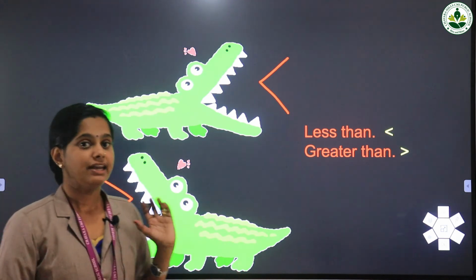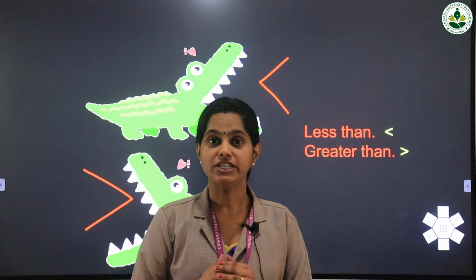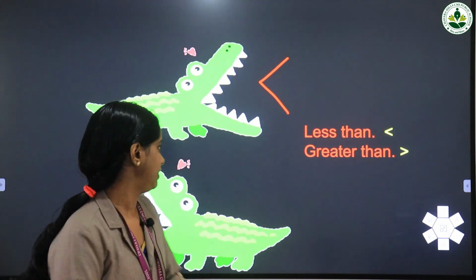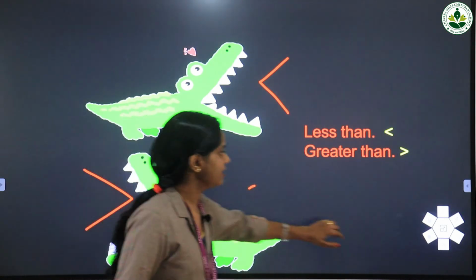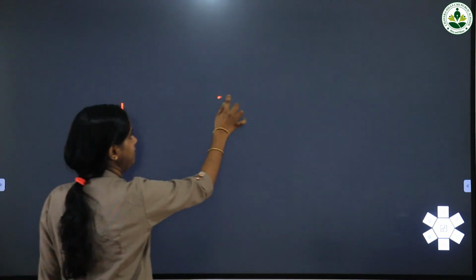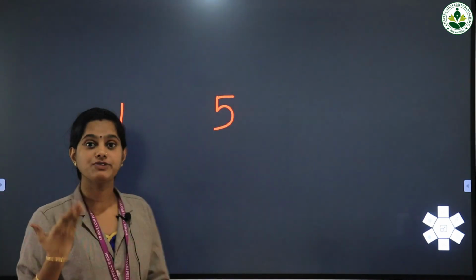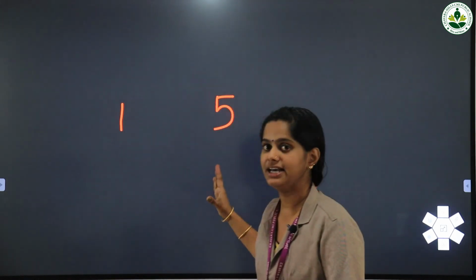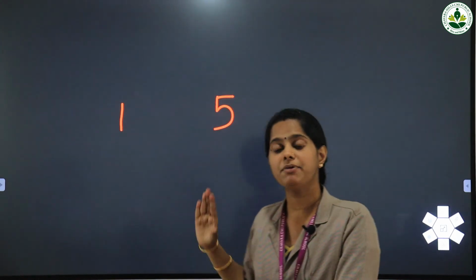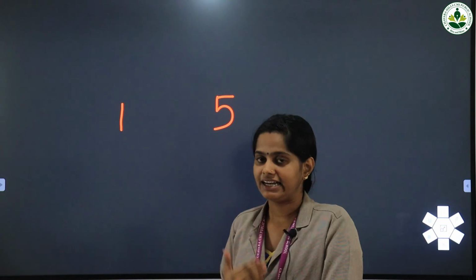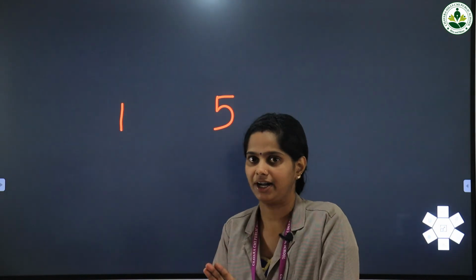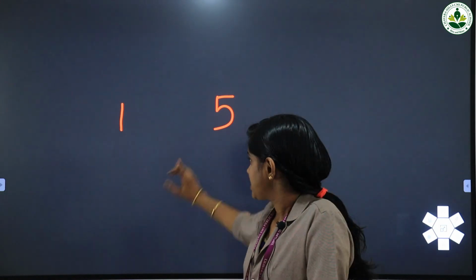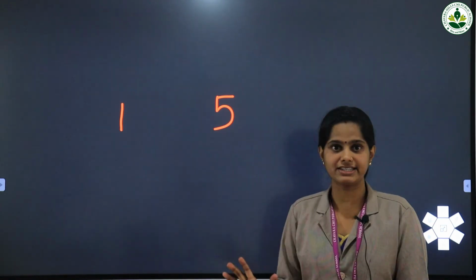So next, this alligator loves to eat the bigger number. From these numbers, 1 and 5, students tell me which number will the alligator eat? The alligator will eat only the bigger number. From these numbers, which is the biggest number? Yes, we know that 5 is the biggest number.